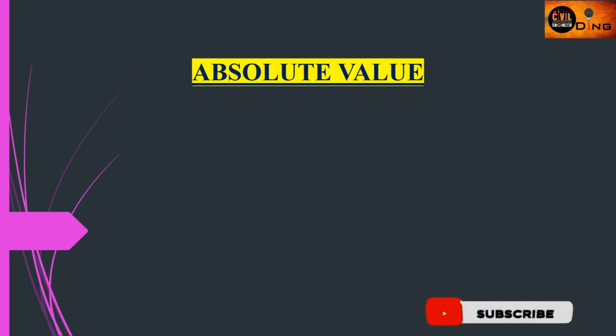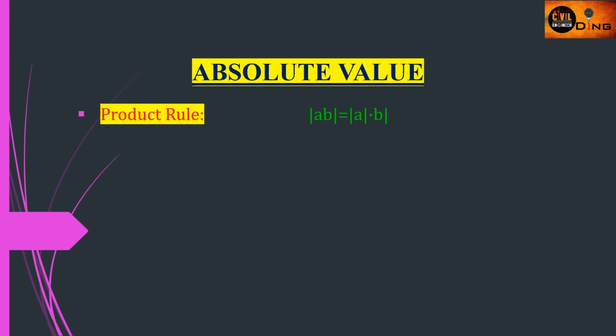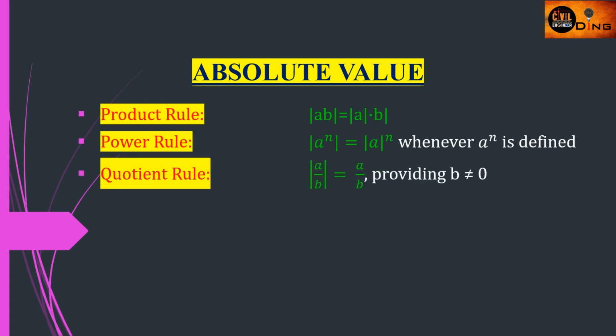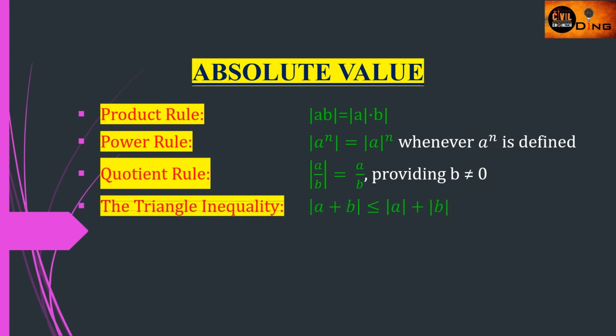The last topic is absolute value. The absolute value or modulus of a real number is the non-negative value without regard to its sign. Kumbaga, palagi siyang positive. Product rule. Power rule. a raised to n is defined. Quotient rule. Providing b is not equal to 0. The triangle inequality.